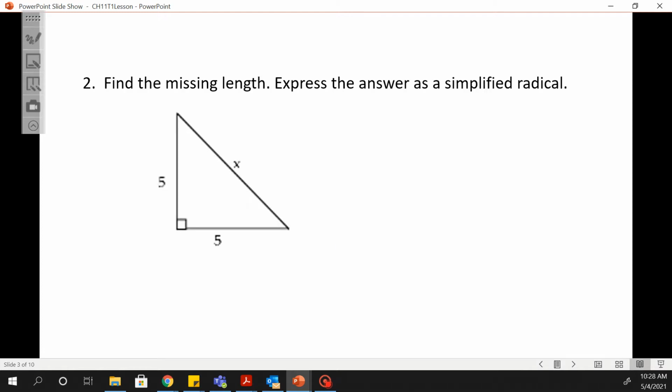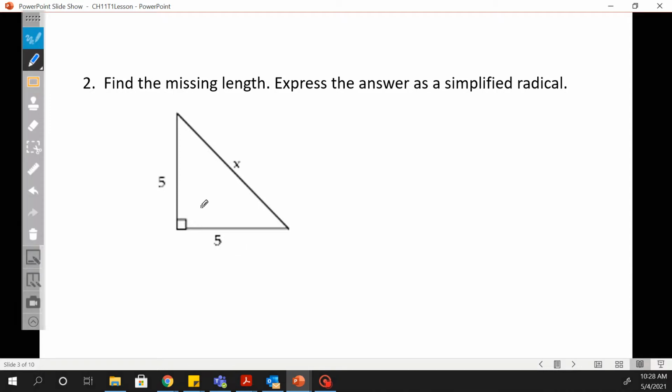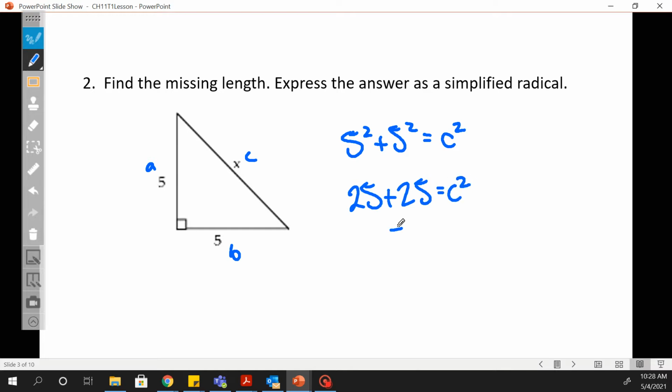Okay, number 2, find the missing length. Express the answer as a simplified radical. Alright, so our Pythagorean theorem is going to work here because this is a right triangle. This is A, this is B, and this is C. So we can say that 5 squared plus 5 squared is equal to c squared. So 25 plus 25 is equal to c squared, or in other words, 50 is equal to c squared. Square rooting both sides tells us that c is equal to the square root of 50.